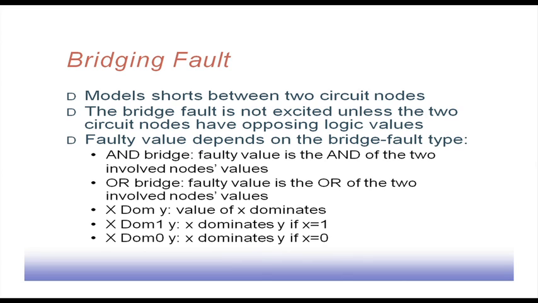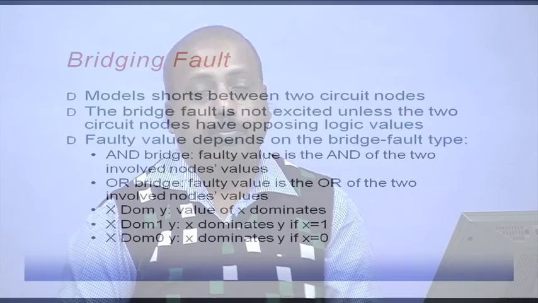This bridge fault is not excited unless two circuit nodes have opposing logic values. If both the lines have the same logic value, both of them being 0 or both of them being 1, then naturally that is not counted as a fault. So, it is not an issue. However, if the signal values of the two lines are different, then which one will persist? That becomes the question, and there can be several cases of this bridging.